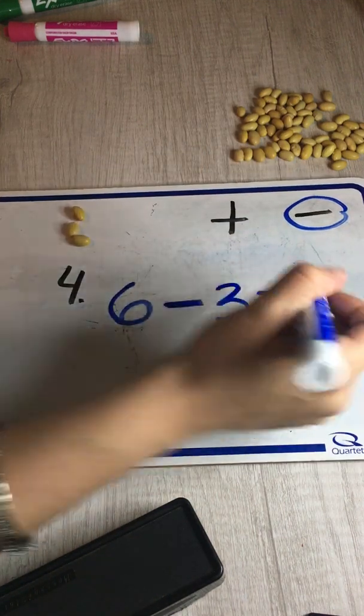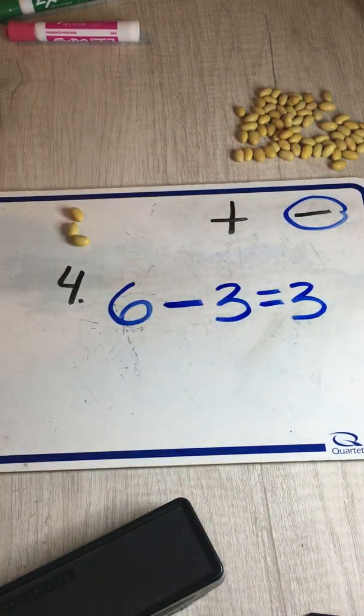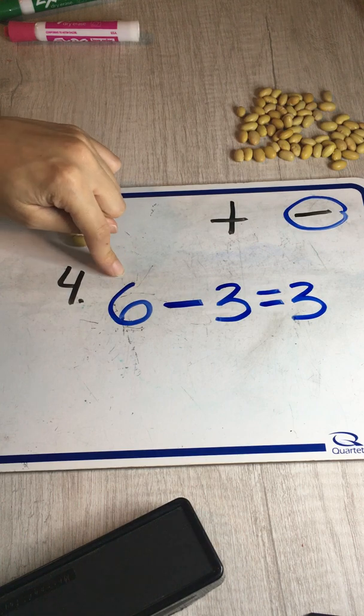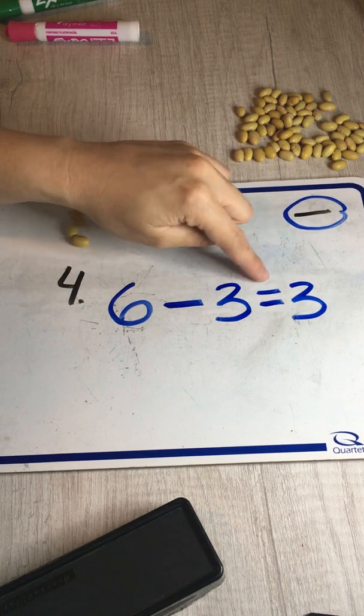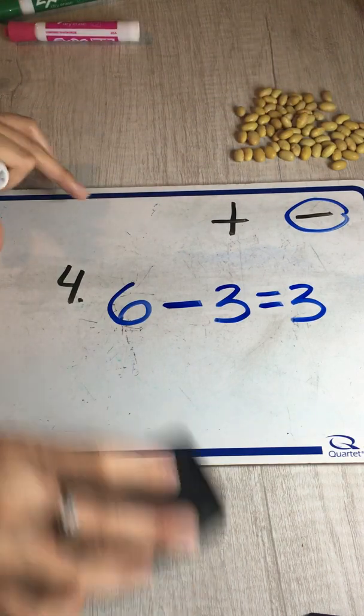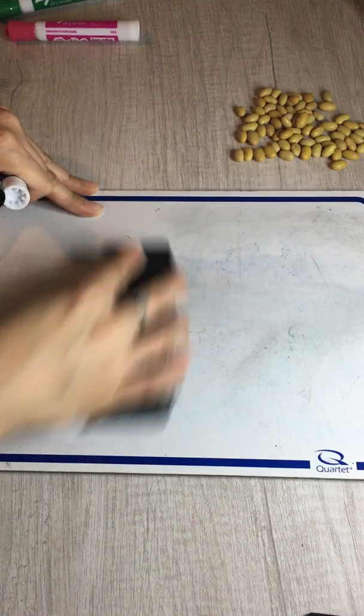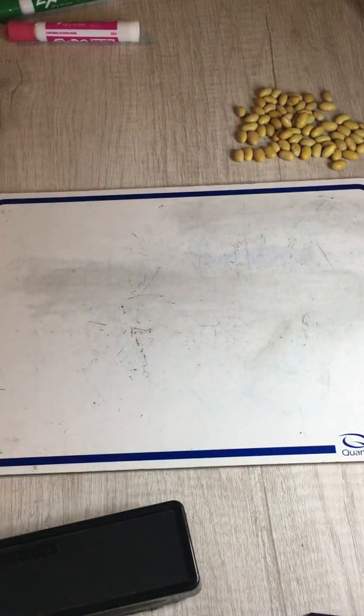And it equals how many were left? 3. Good job, boys and girls. So here's our subtraction sentence. 6 minus 3 equals 3. Good job. Put your beans back. Please do not erase yours. I'm just erasing mine. All right.